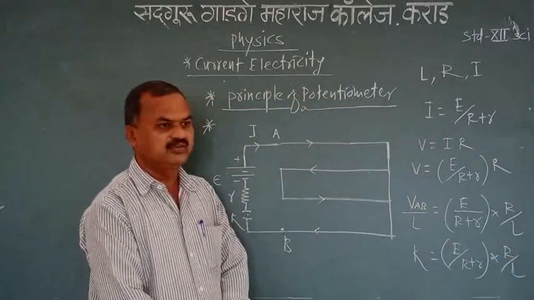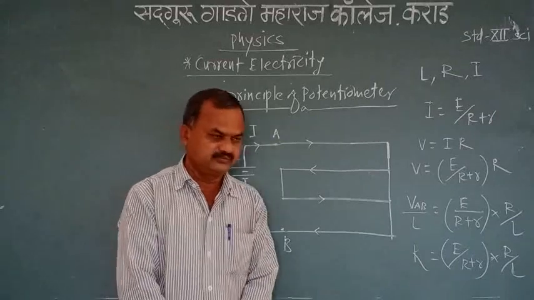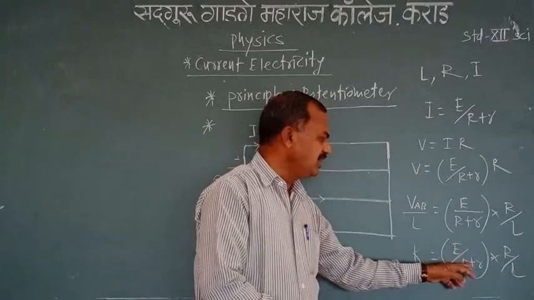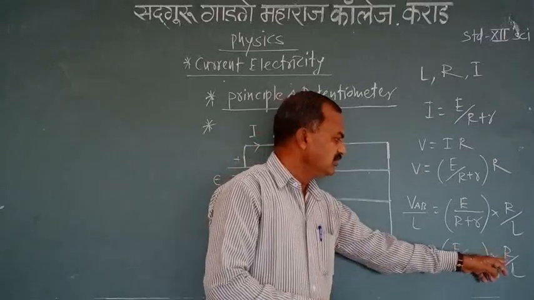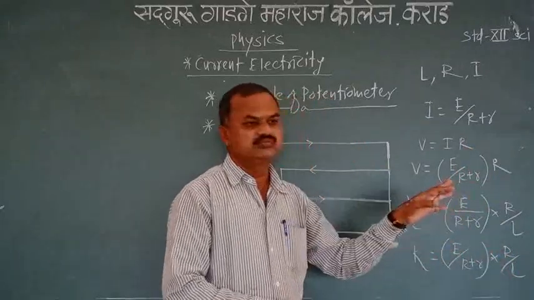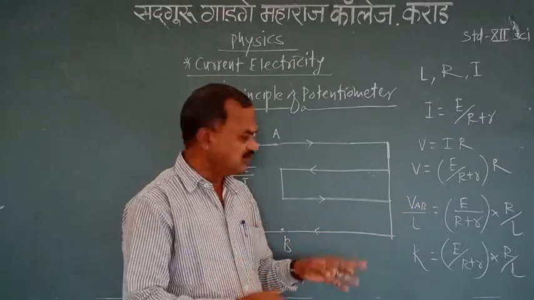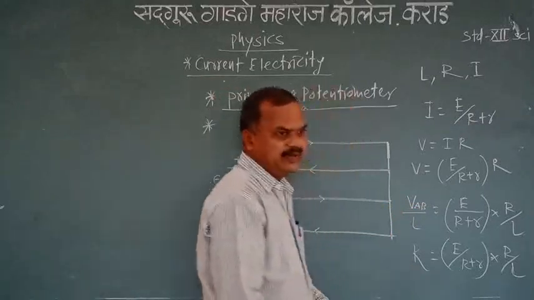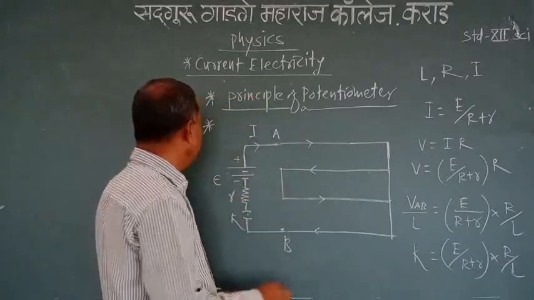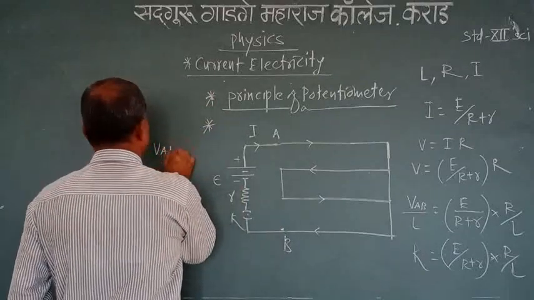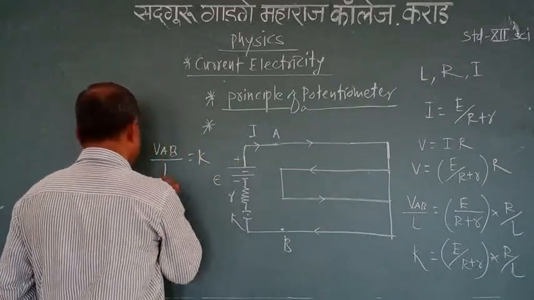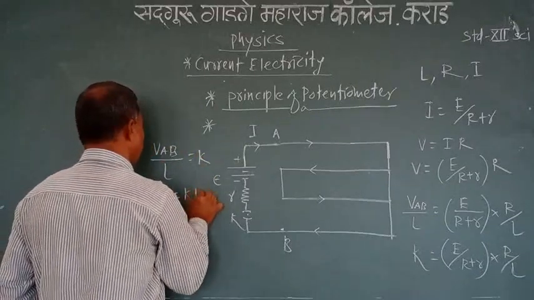This potential gradient of the wire is always constant, because in the bracketed term E, capital R and small r are constant, and L, the length of the wire, is constant. Therefore, the value of K is always constant. That constant is called the potential gradient of that wire. Therefore, you can write the equation VAB divided by L equals K, or VAB equals K into L.